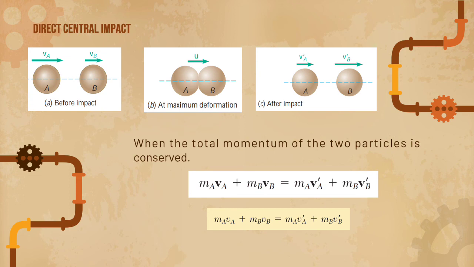Direct central impact. Consider two particles A and B of mass m sub A and m sub B, which are moving in the same straight line and to the right with known velocities v sub A and v sub B. If v sub A is larger than v sub B, particle A will eventually strike particle B. Under the impact, the two particles will deform, and at the end of the period of deformation, they will have the same velocity u.